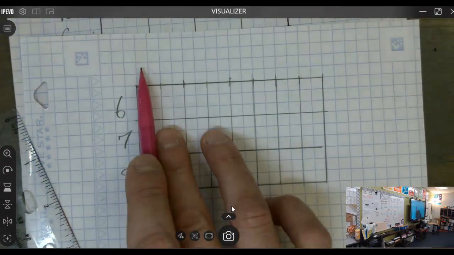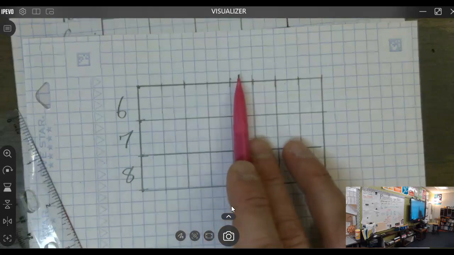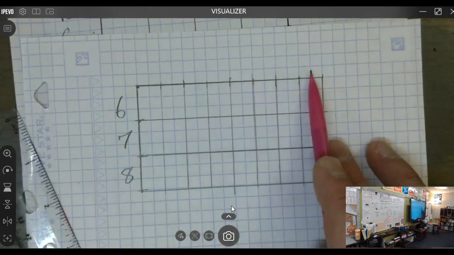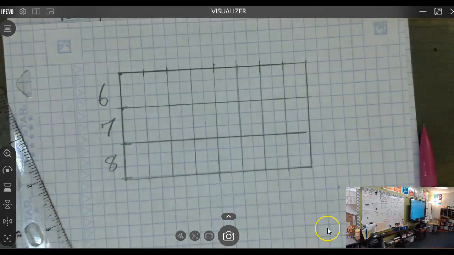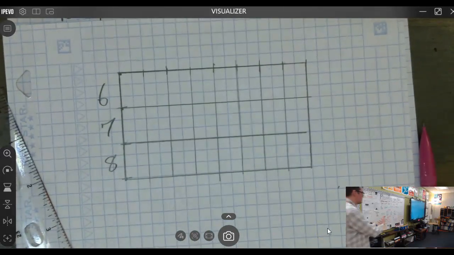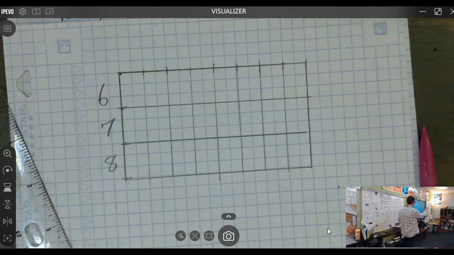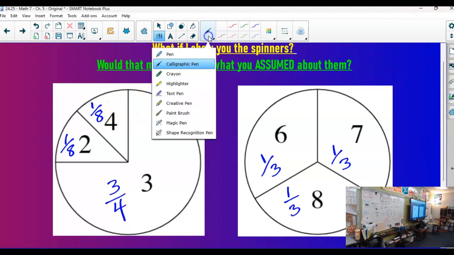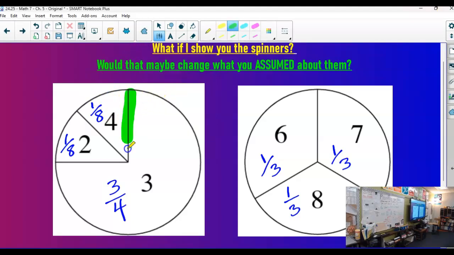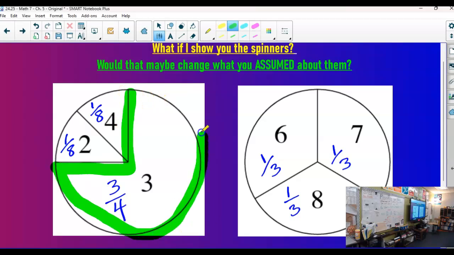Okay, so 1, 2, 3, 4, 5, 6, 7, 8 sections. Can anyone talk me through what you want me to do to finish my table? Clayton? So if we go back to the circle thingies, the spinners, we see 3/4. If we want to make it to eighths, we would do 6/8. Could you just double it?